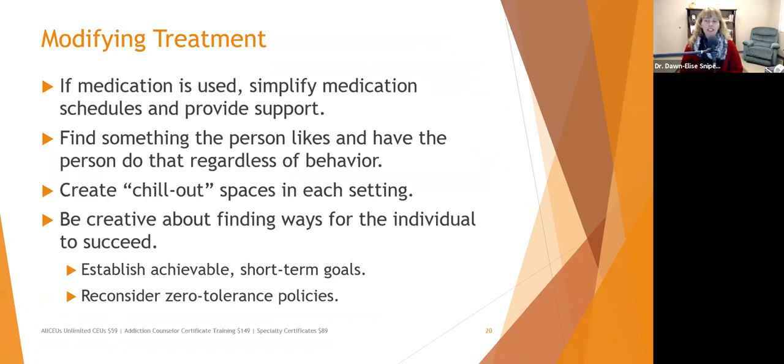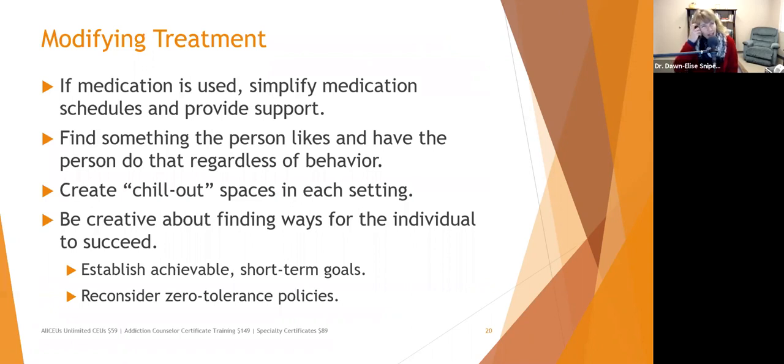Find something the person likes and have the person do that regardless of their behavior. You don't want to have them on timeout and lockdown, or whatever you want to call it, and being punished if they have a bad day. Even if they have a bad day, all right, you had a bad day. That was then. Now is now. So let's go ahead and do something you enjoy.